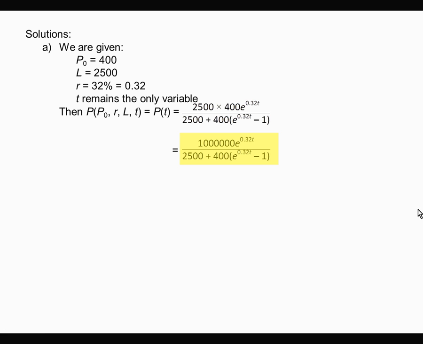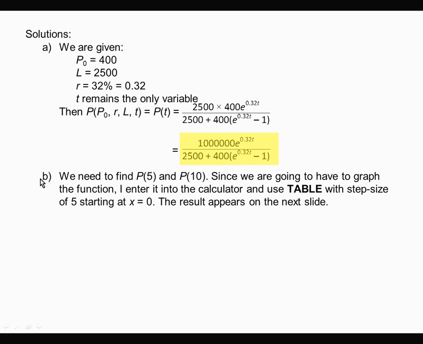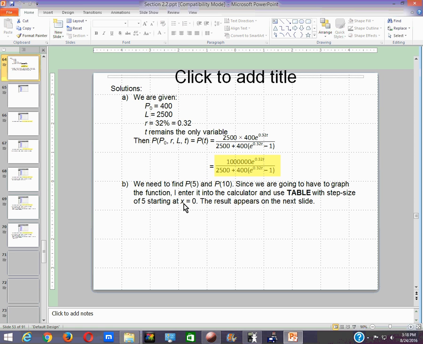Question B wants us to find the population at 5 months and 10 months. So for question B, that means we need to find P of 5 and P of 10. Now, since we're going to have to graph the function, I'm going to go ahead and enter this into the calculator and then use the table with step size of 5 starting at x equals 0. Because remember, I want P of 5 and P of 10. So let's go ahead and enter this into the calculator.